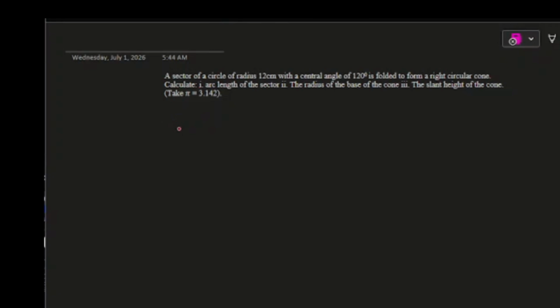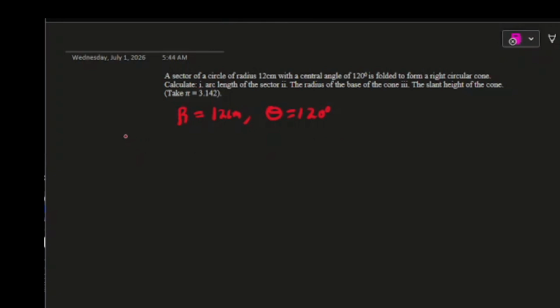So the radius of the circle, if you remember from our formula the last time, the radius of the sector, big R, is given as 12 centimeter, with a center angle, that's angle theta, equals 120 degrees. It's folded to form a right circular cone, and we are to calculate one, the arc length of the sector.